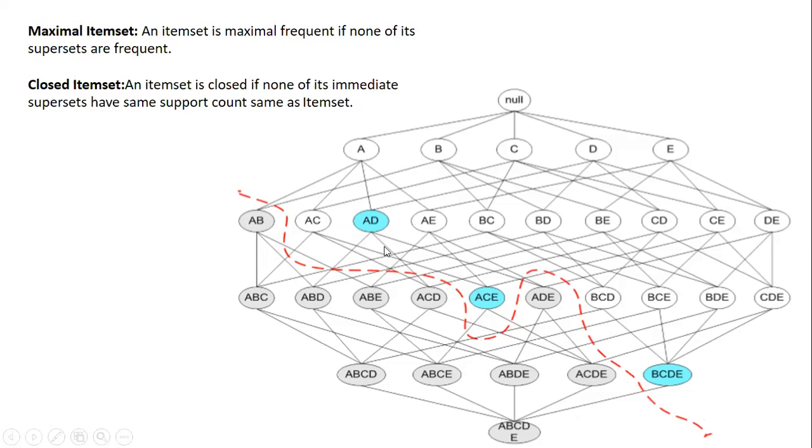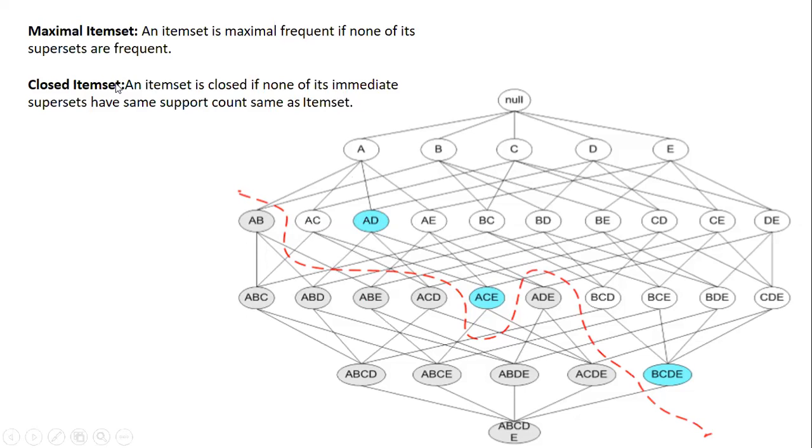If none of its supersets are frequent, that means we call an item set maximal if all its immediate supersets are infrequent. Let us take an example, AD. AD we call a maximal item set. Why? Because the immediate supersets of AD are ABD and ACD. Both are coming as infrequent, that is below the dashed red line. So that means AD is a maximal item set.